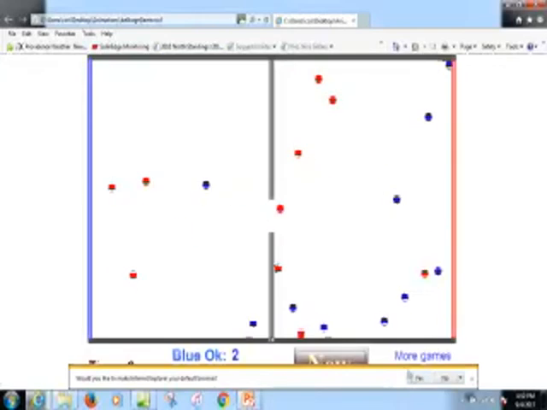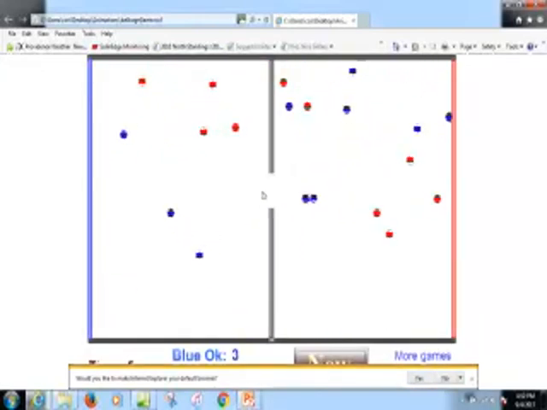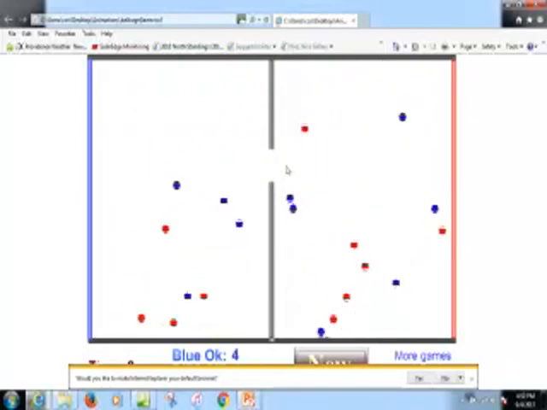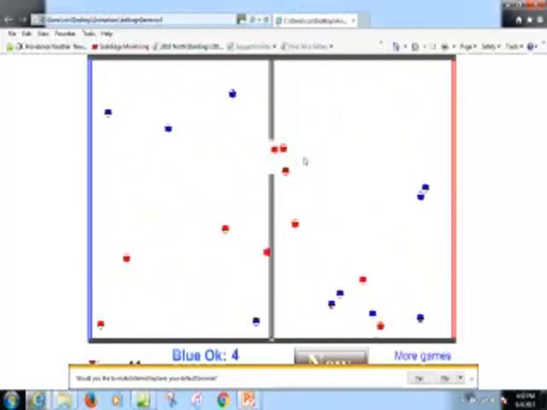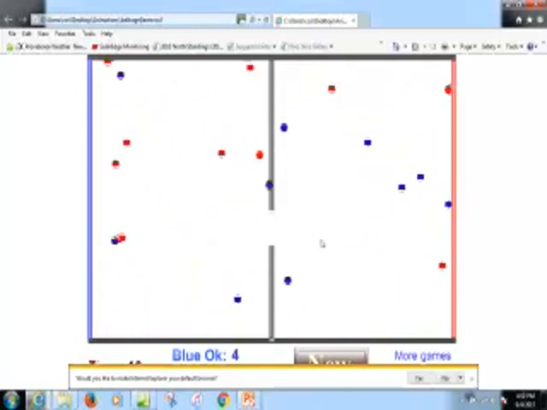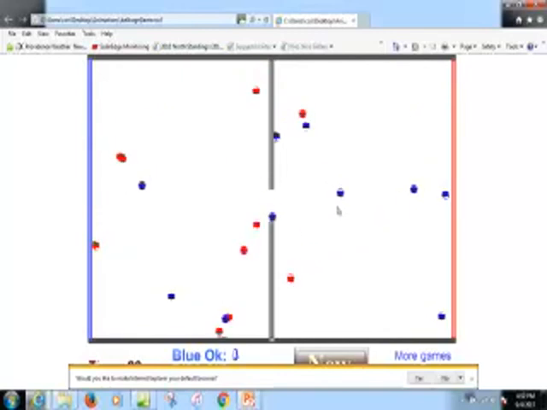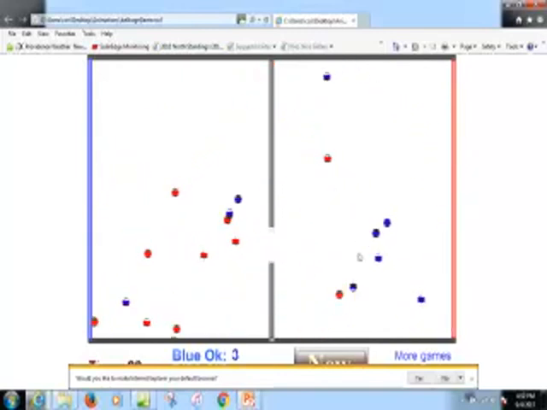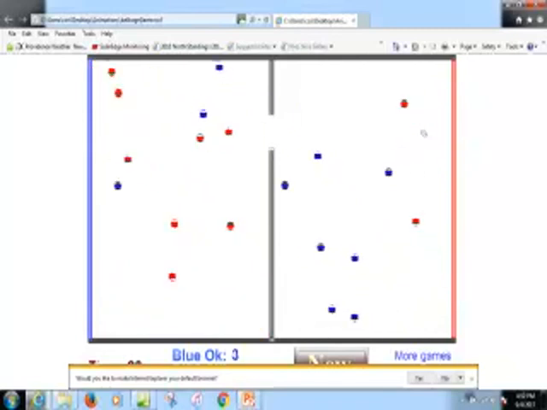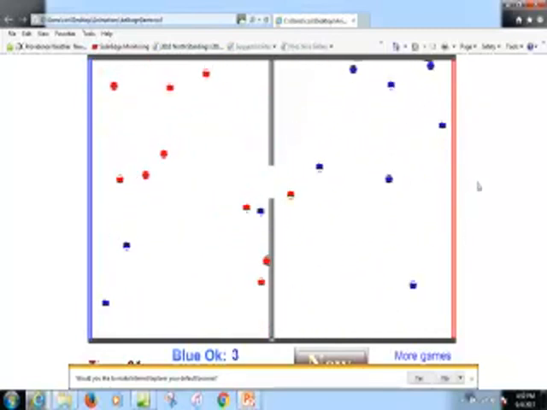So here we go. What we're going to do is try to get all the red spheres on the same side of the membrane. The membrane will be in the middle here. There we go. We're almost getting it. I've got to wait now.